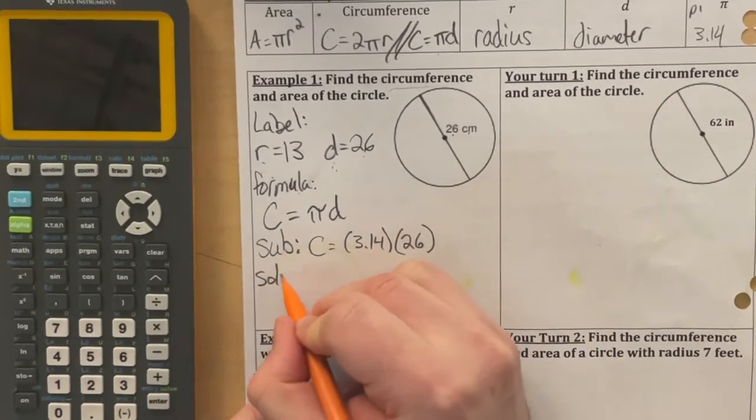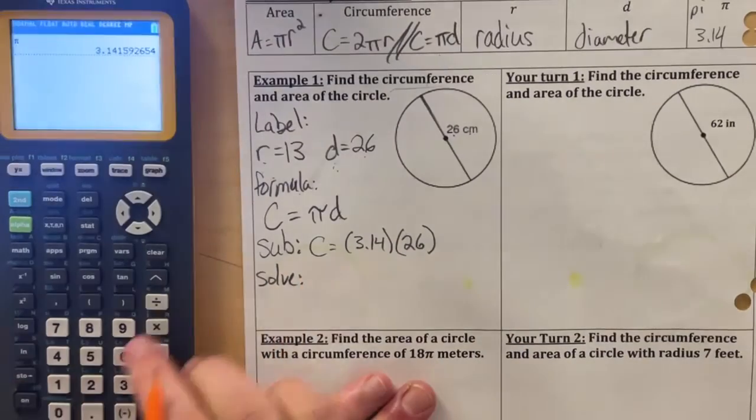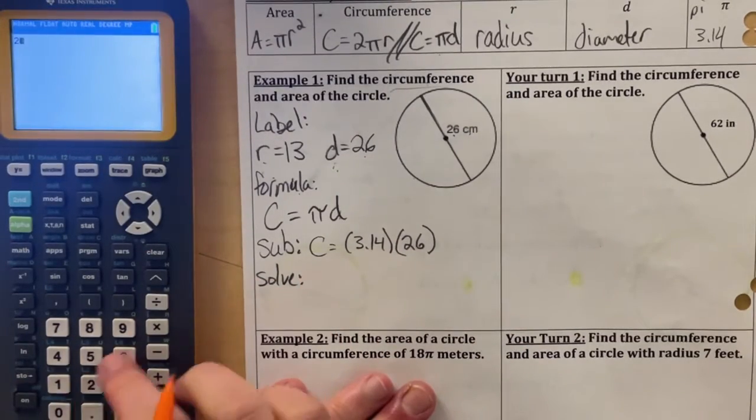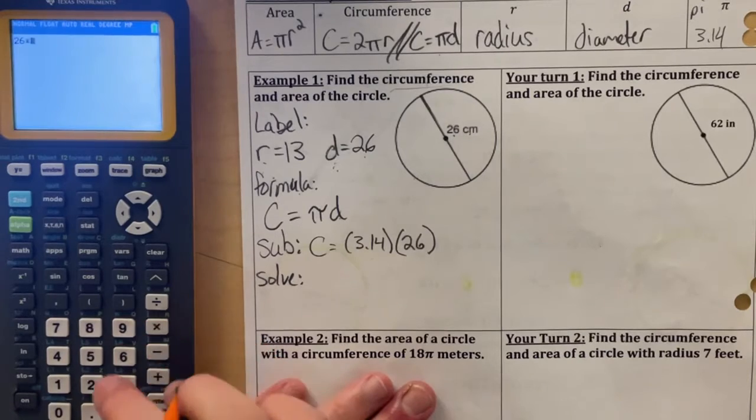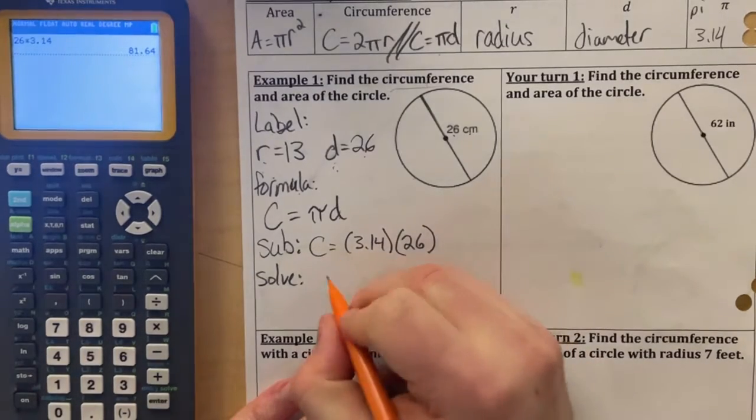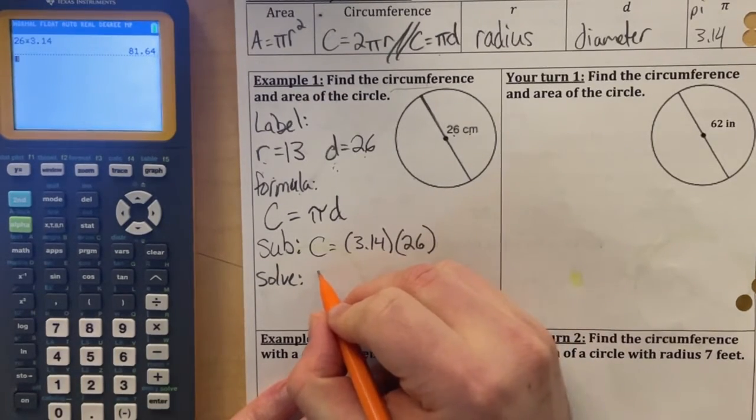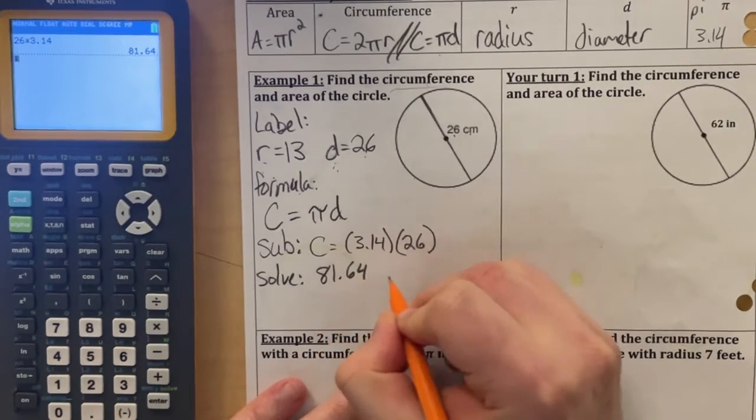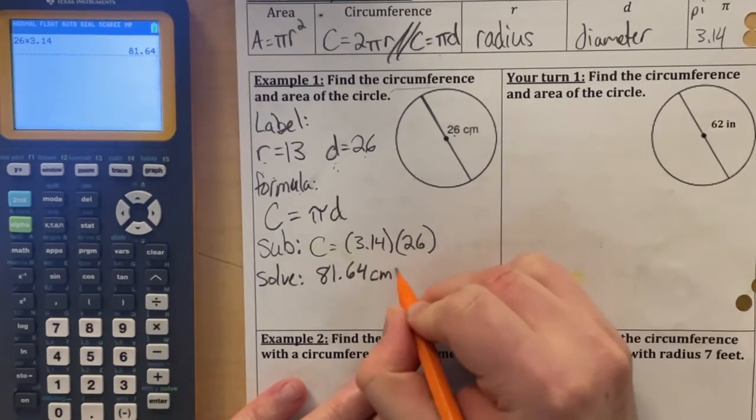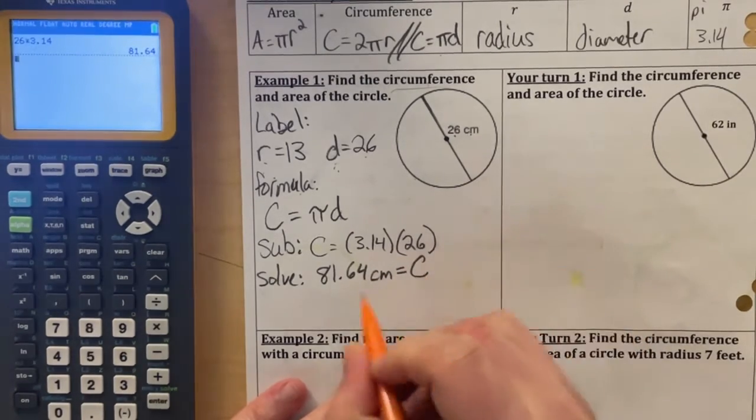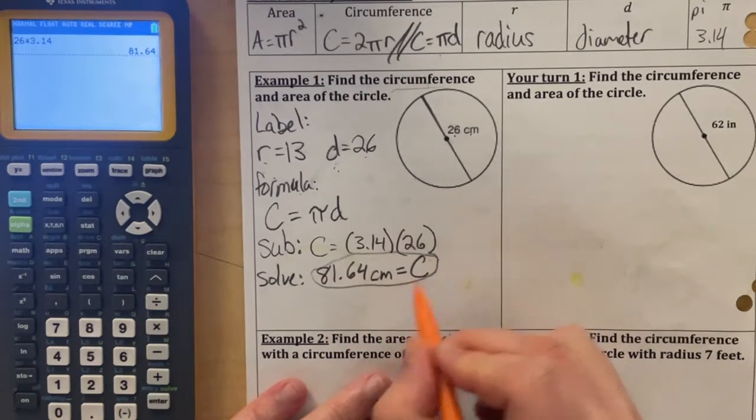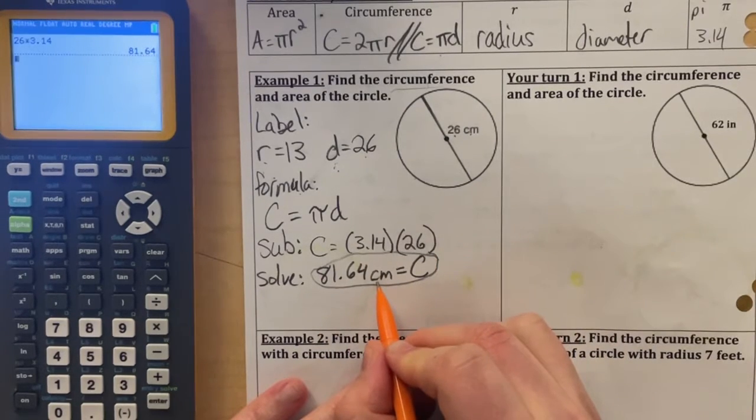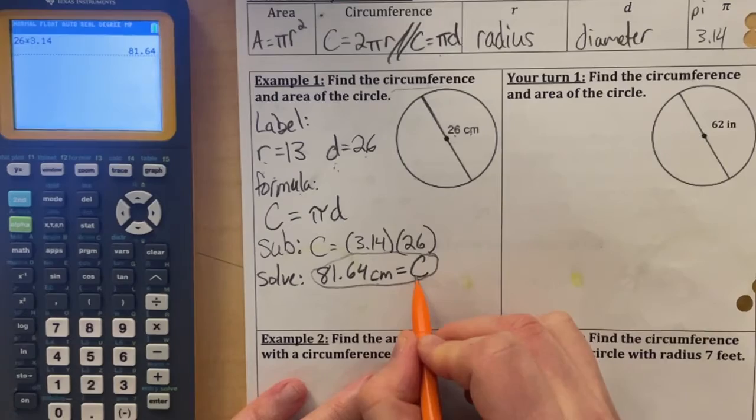I solve by simplifying, so I multiply here. Again, I do 26 times 3.14 to get my value. So I'm going to say I have 81.64, and I'm going to say centimeters, and that's going to be my circumference. So I want to make sure I have my answer with label, and that's the circumference.